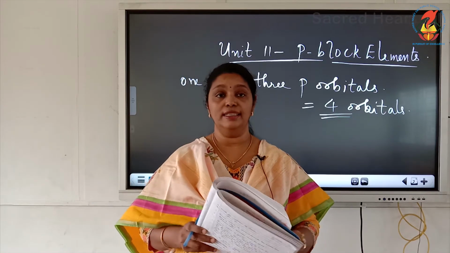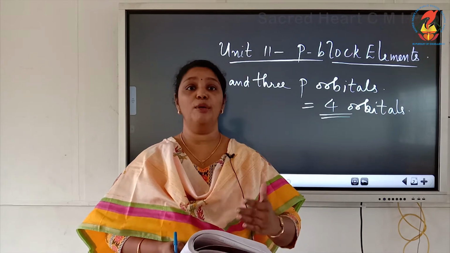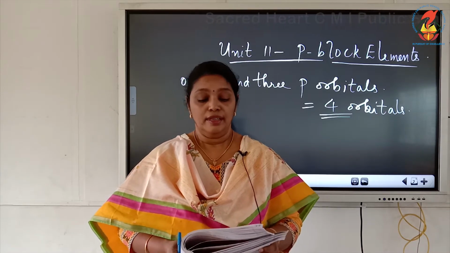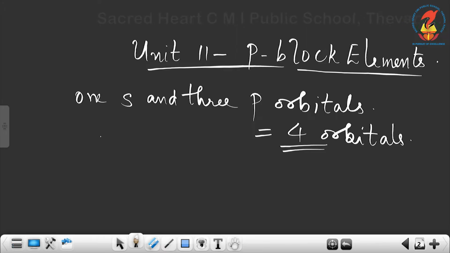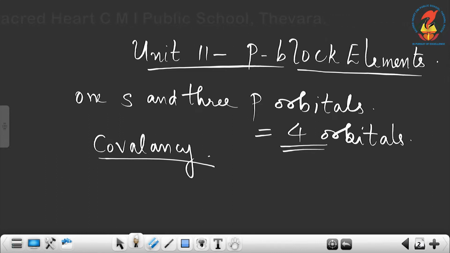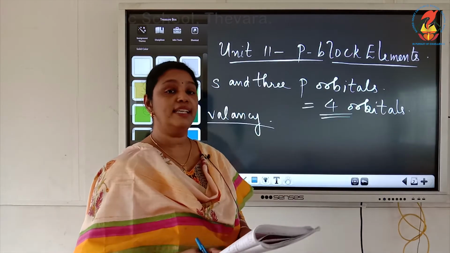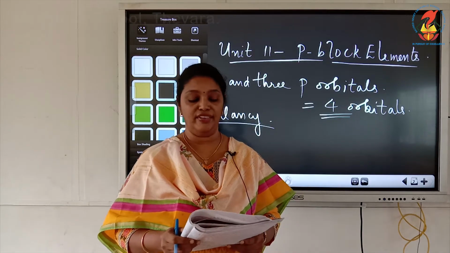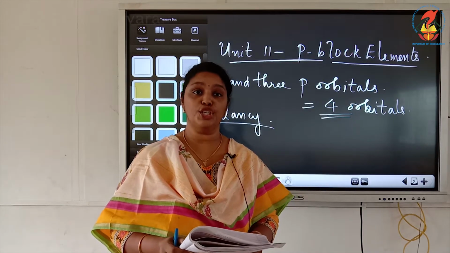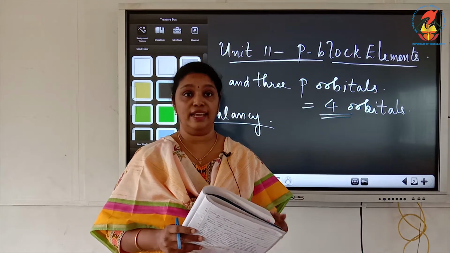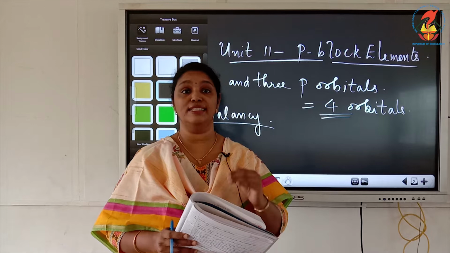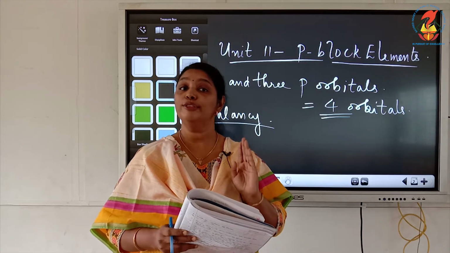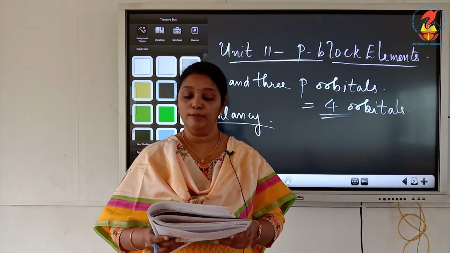Now let us study this chapter in the form of question answer type. Now the question is, what do you understand by the term covalency? Covalency is the number of orbitals available for bonding in the valence shell, and we discussed that the first element of each group can have maximum covalency 4 because they have only 4 orbitals available for bonding.